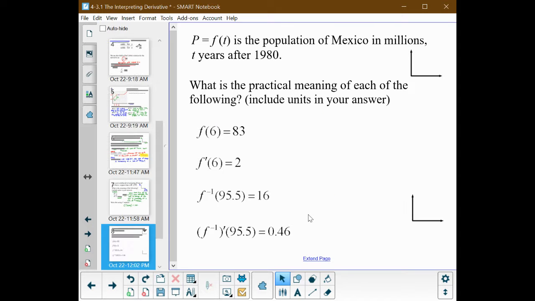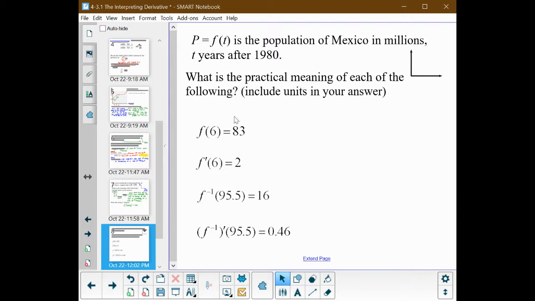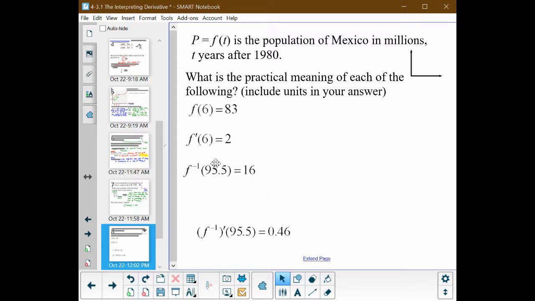All right, last one here. I'd like you to try this one on your own. I've got an extra axis I don't need. You've got 4 parts here, so if you want to pause the video for yourself and write down what each of these represent in this example.